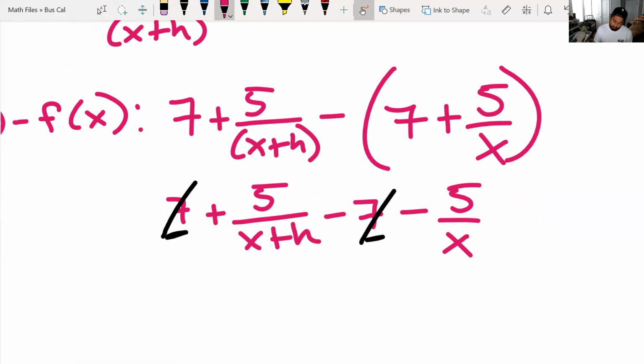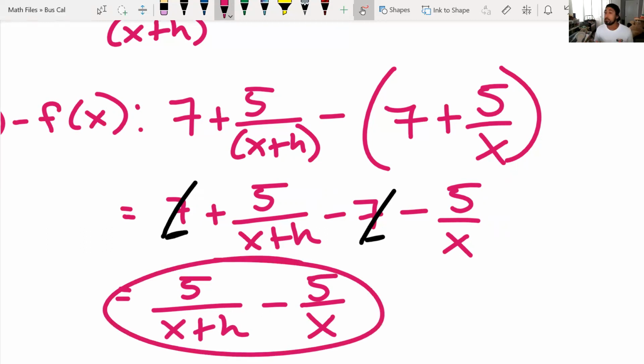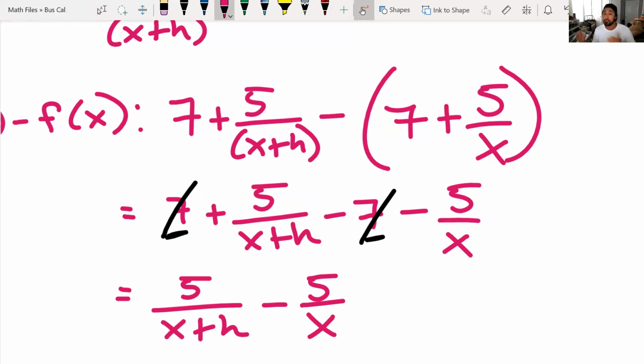And we are left with 5 over x plus h minus 5 over x. Okay. Well, this step 2 is not done yet. What we want to do now is combine these two fractions. So to combine these two fractions, we need a common denominator. And these denominators have nothing in common. This denominator is x. This denominator is x plus h.